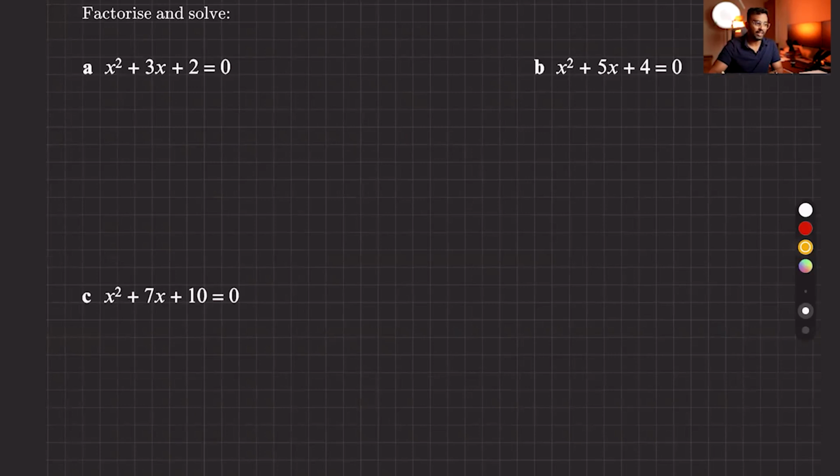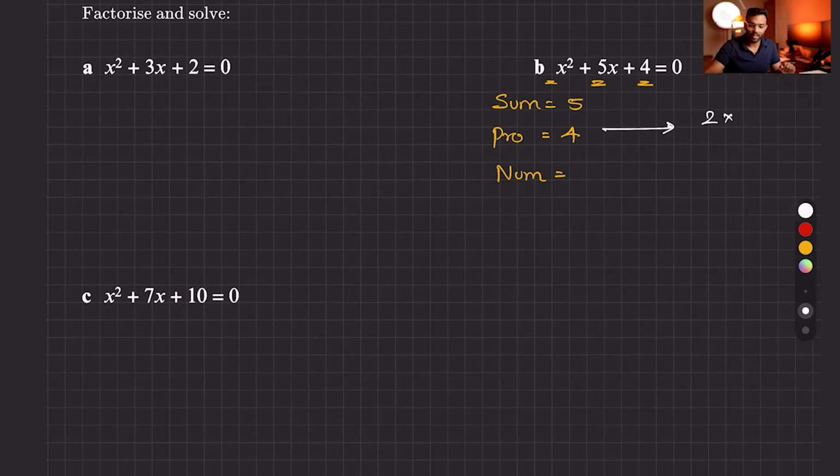I'm going to go with B here. Okay, guys? So what's the sum for B? It's 5, correct? The number in front of x. What is the product? Product is 4 times 1, which is a 4. What are the two possible numbers? If you add them, you get 5. And if you multiply them, you get 4. So you're struggling. Go for the factors of 4. 2 times 2, 4 times 1. Ah, I got it. It's 4 and 1.